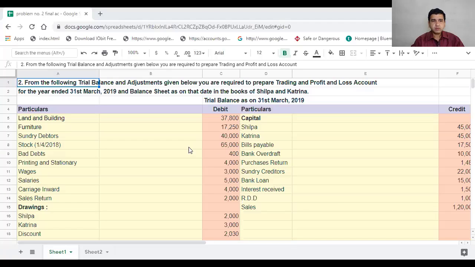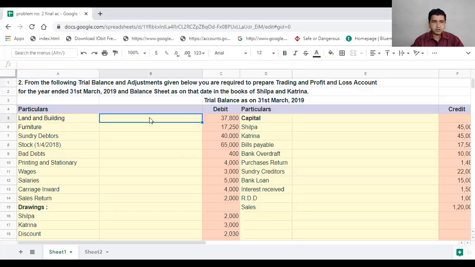From the following trial balance and adjustment given below, you are required to prepare trading and profit and loss account for the year ended 31st March 2019, and balance sheet as on that date in the books of Shilpa and Katrina. Trial balance as on 31st March 2019 is given.